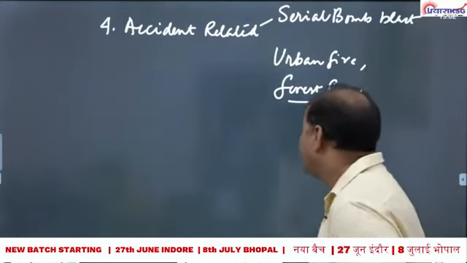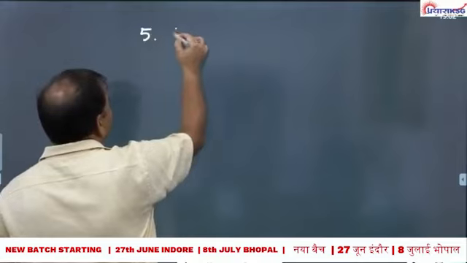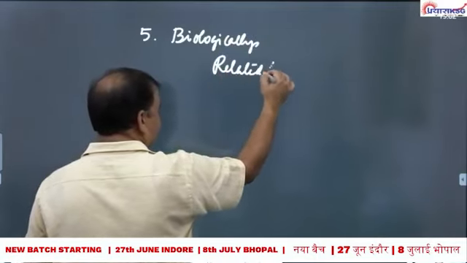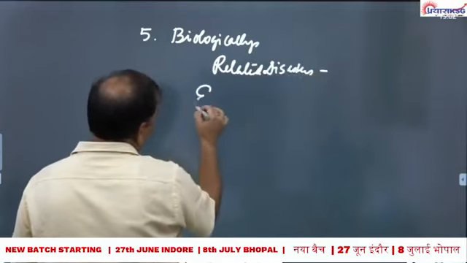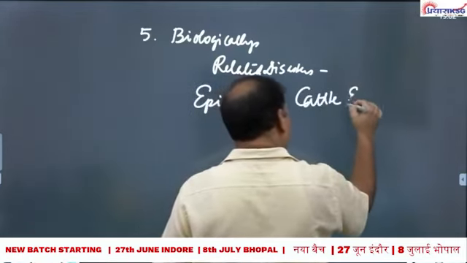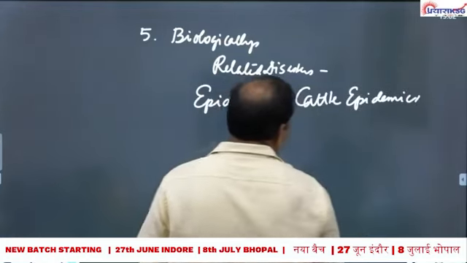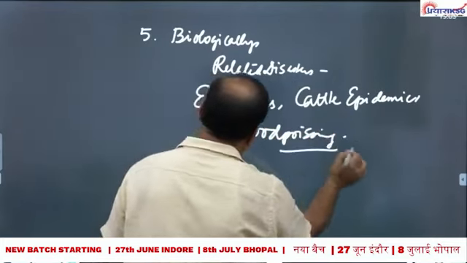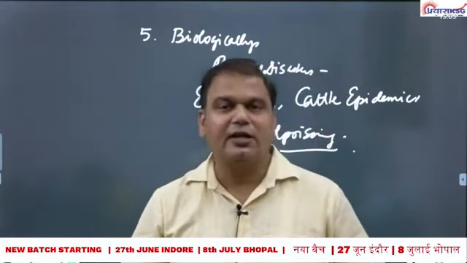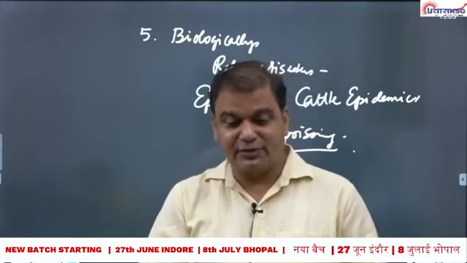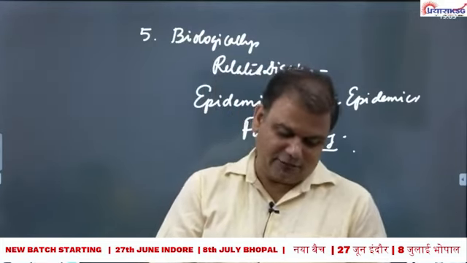Fine. Then the last category that you have to know is what? The last category is the fifth category, and that is biologically related disasters, which includes epidemics, it also includes cattle epidemic, and also includes what? It also includes food poisoning. So when we discuss epidemics, we'll discuss some of the diseases which are in news nowadays, for example coronavirus, SARS, MERS, Ebola, then Nipah, etc. Suppose if a question is asked like that, so we'll discuss all these things along with other things.